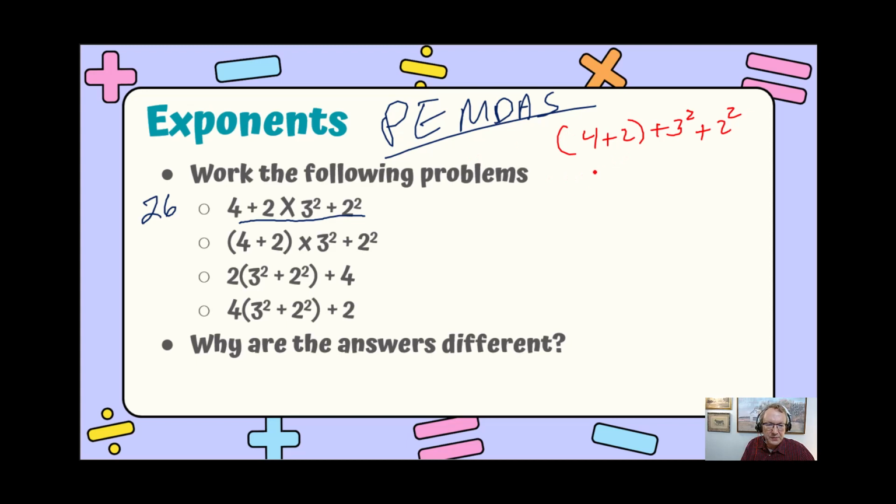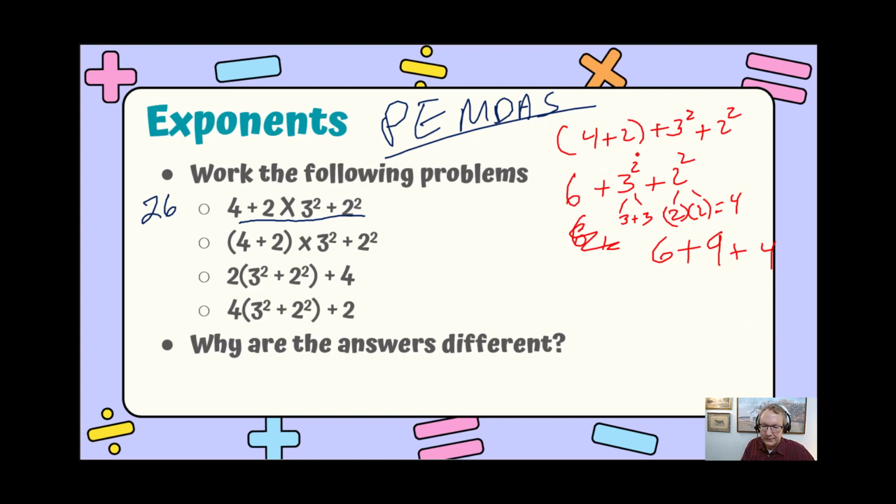So I'm going to do my 4 plus 2 to get 6. And I'm just going to go ahead and write down 3 squared and 2 squared because I've got all the time in the world. So now 3 squared is 3 times 3. So I'm going to write it where it's a little bit clearer, 6 plus 9. Then we have 2 squared. Well, 2 squared is 2 times 2, which is 4.